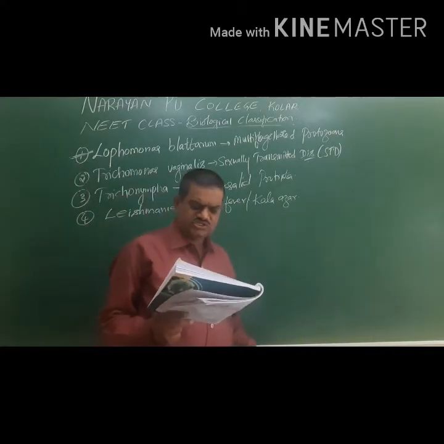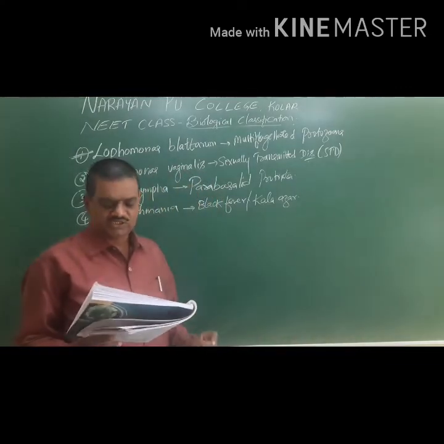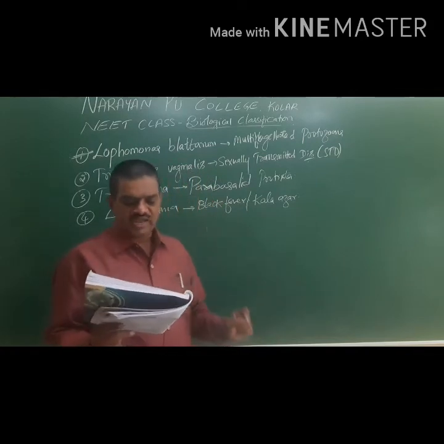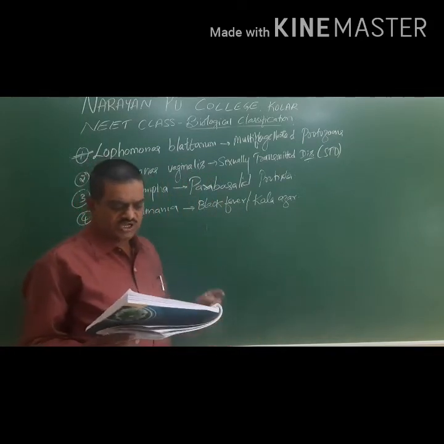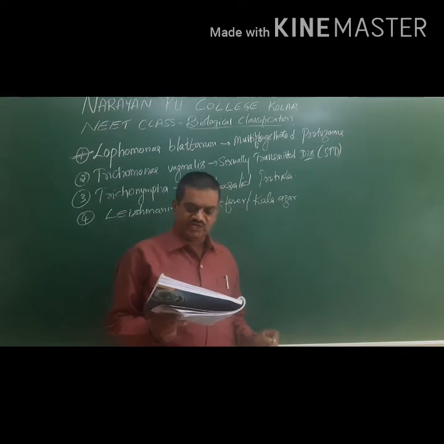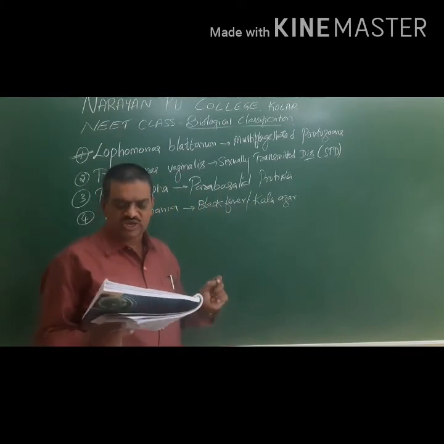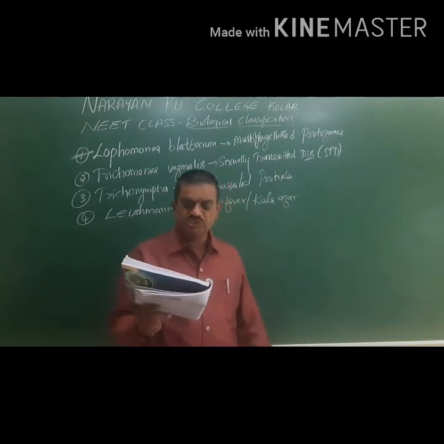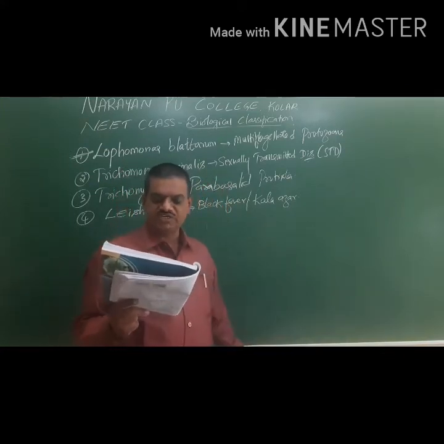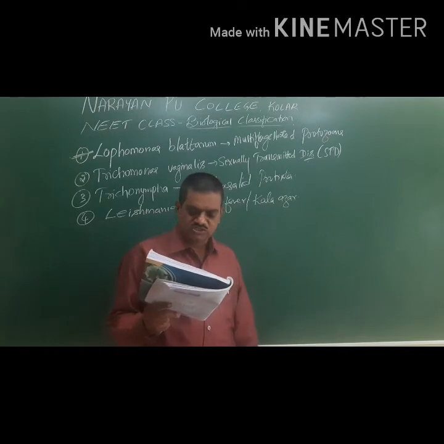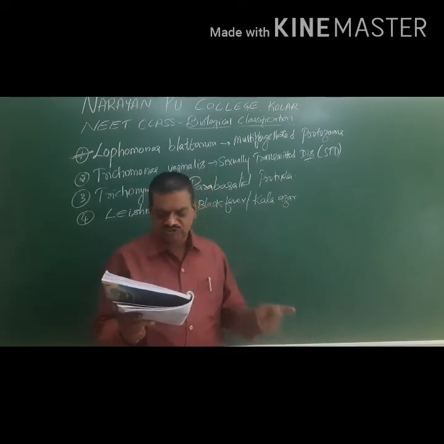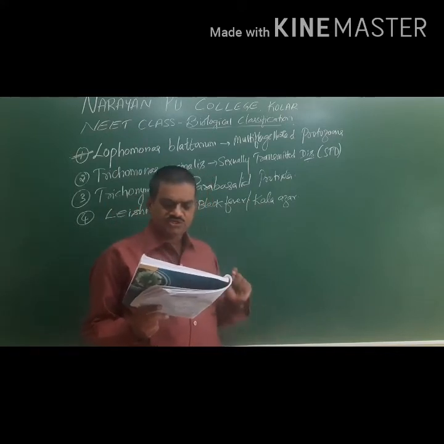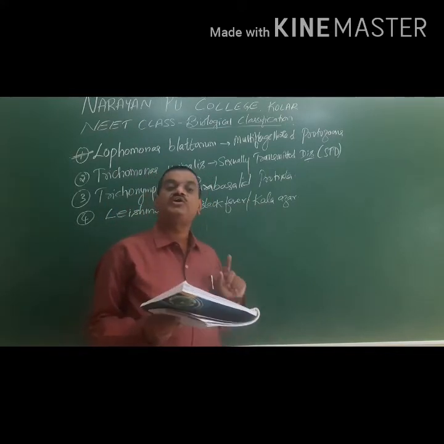Which organisms have a direct or indirect food source for all the marine creatures? The first option is protozoans. The second option is phytoplanktons. Third option is fish. And fourth option is aquatic insects. So here the right answer is phytoplanktons.